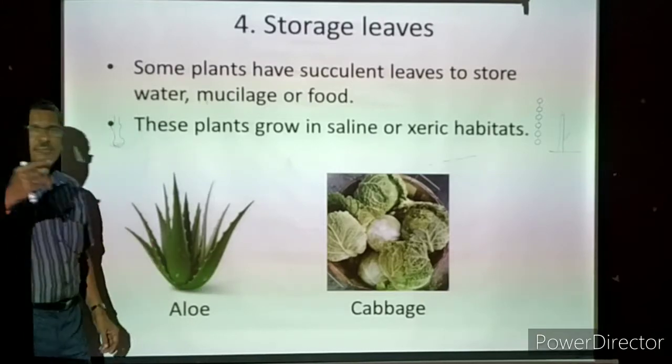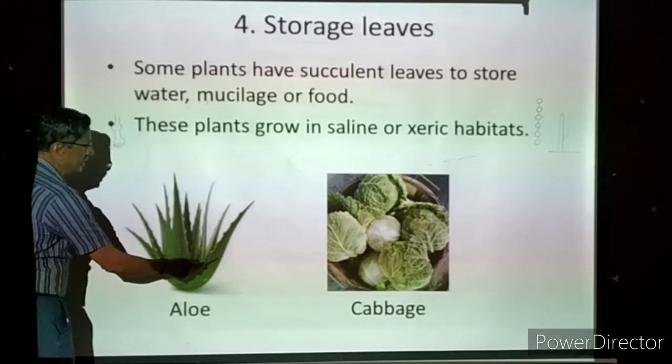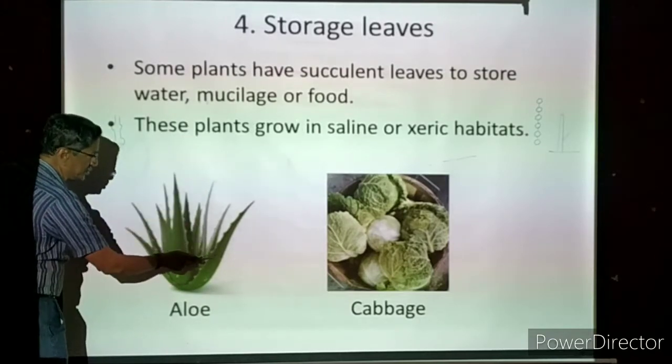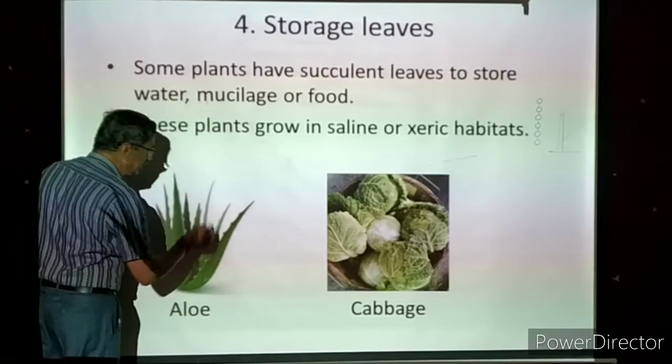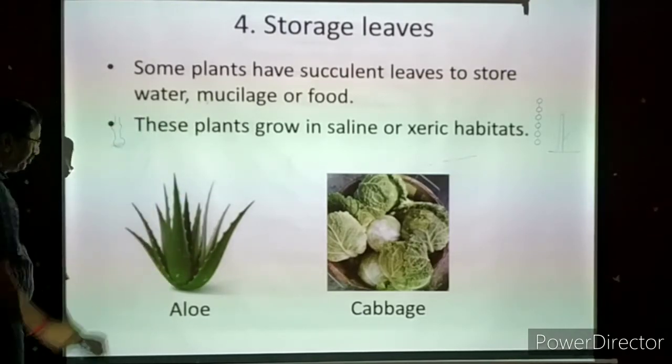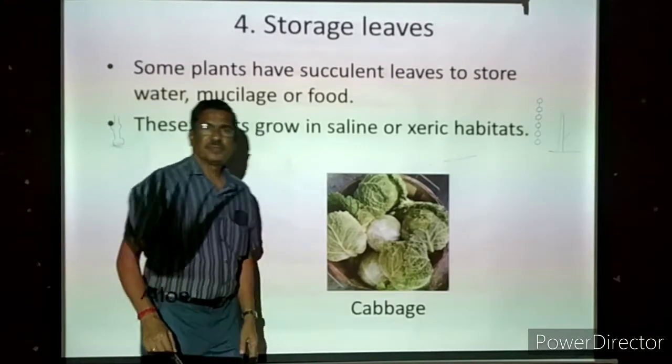Now if you cut the leaf, the middle of the leaf may be one inch in thickness. That is called leathery, succulent. So the leaves are succulent. Now the leaf is storing water, mucilage as well as food. All the three are stored here. The best example is what? Aloe. The second one is cabbage.